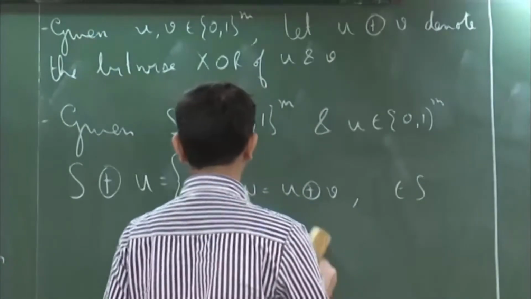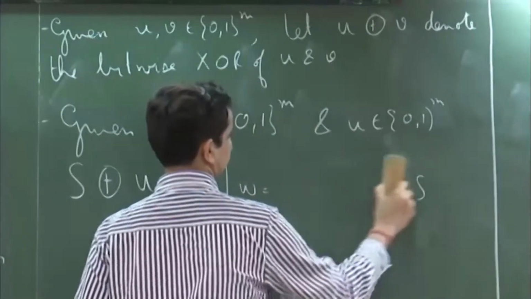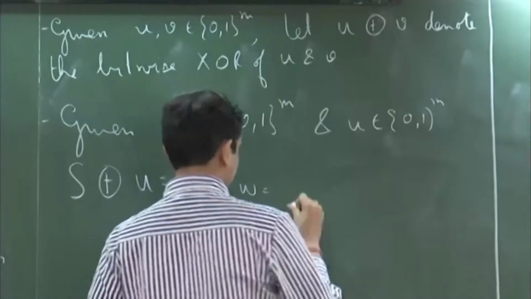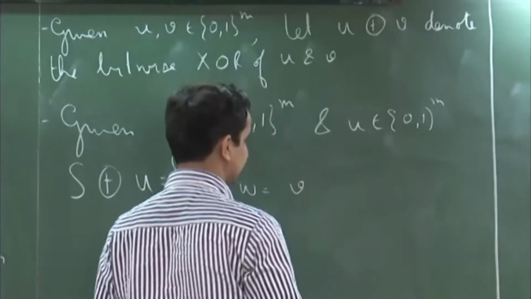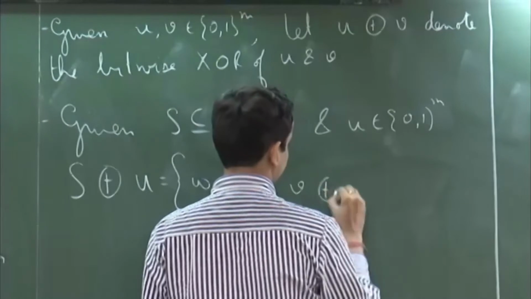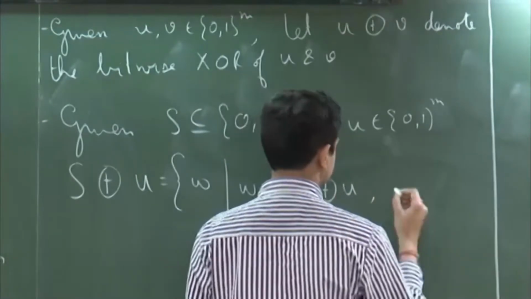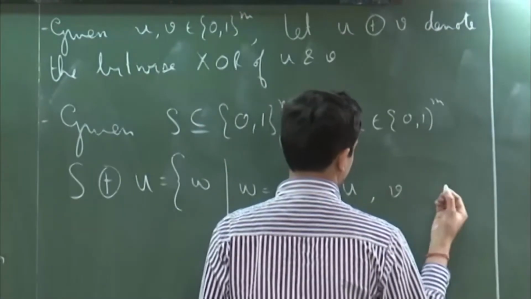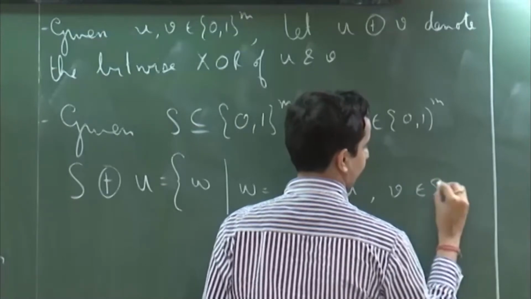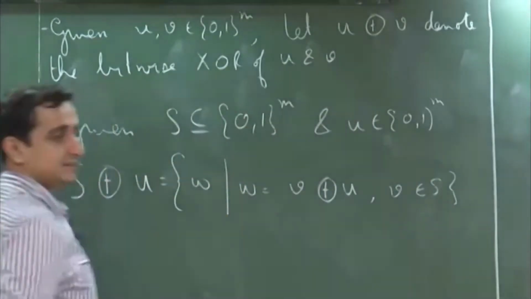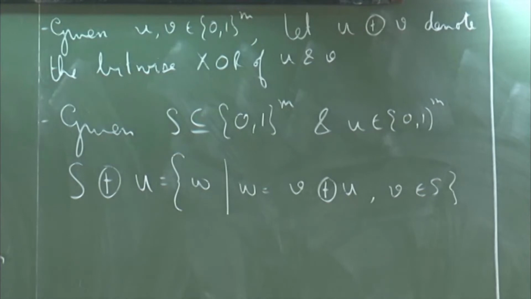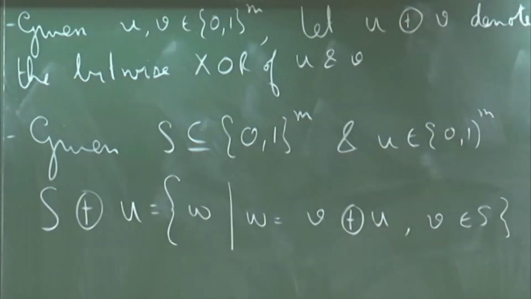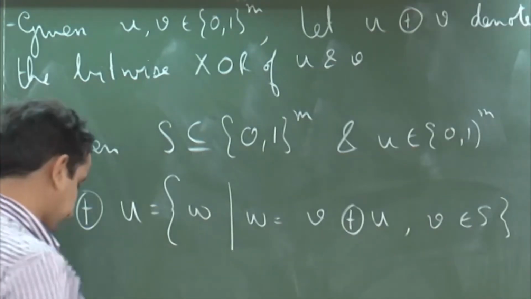U belongs to S. W belongs to S. Yeah, it doesn't matter because this operation is commutative, but just to be consistent, I should write this as V XOR U. This operation is commutative because it doesn't matter whether you look at U XOR V or V XOR U, it's the same thing.